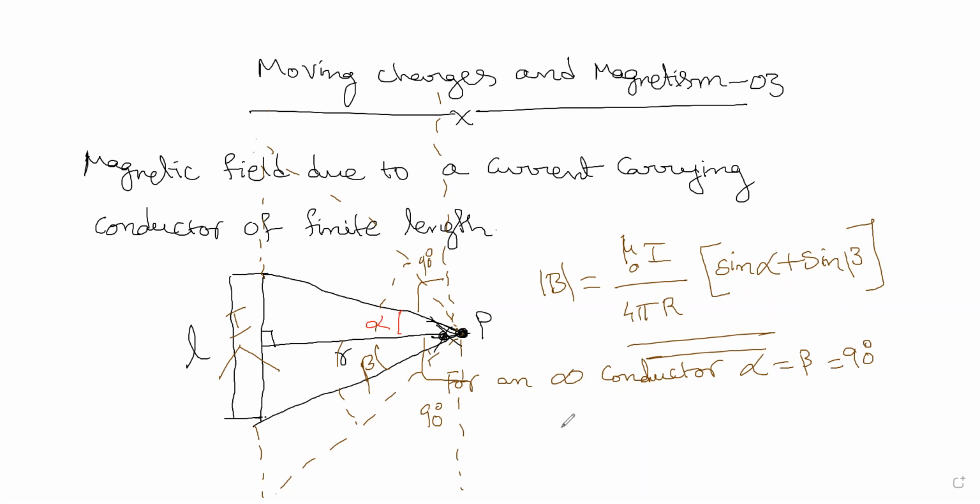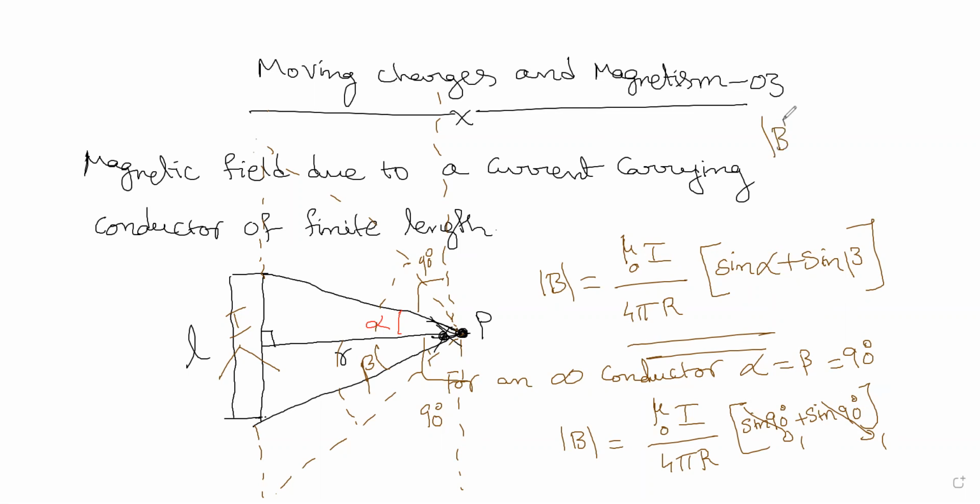When you substitute that, the magnitude of the magnetic field is given by mu naught I by 4 pi r times sine 90 plus sine 90. The value of sine 90 is 1, so 1 plus 1 adds up to 2. So B is mu naught I divided by 4 pi r times 2, and this 2 and the 4 cancel partially.